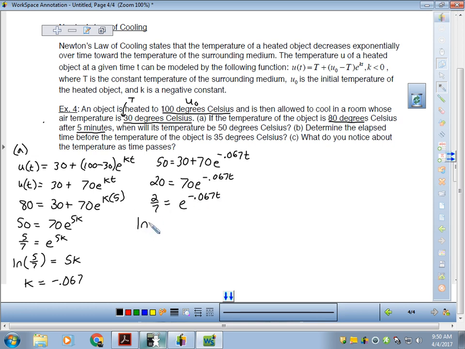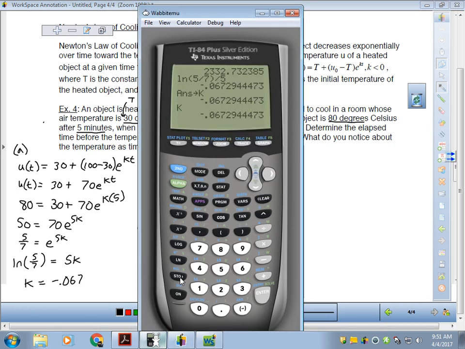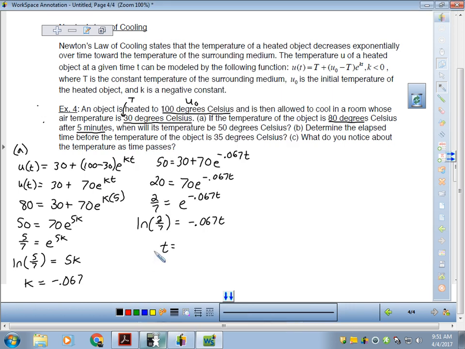Taking a natural log on both sides, and divide the negative 0.067 across. So natural log of 2 divided by 7, and then divide that natural log by our k number. There we go, 18.616. And that is measured in minutes in this problem. It takes 18.616 minutes for the object to reach 50 degrees.